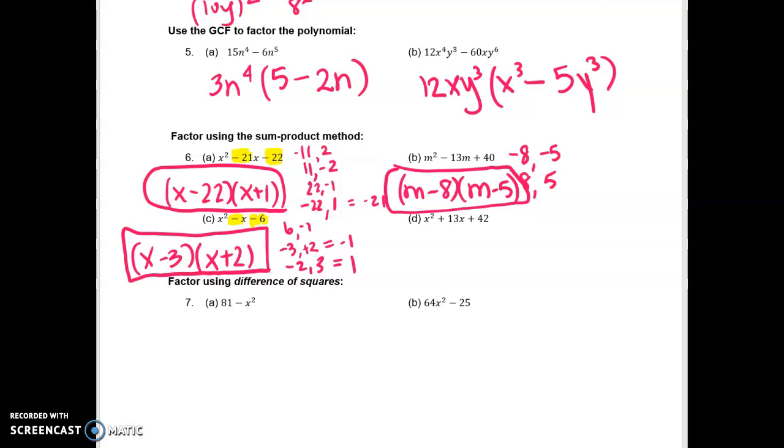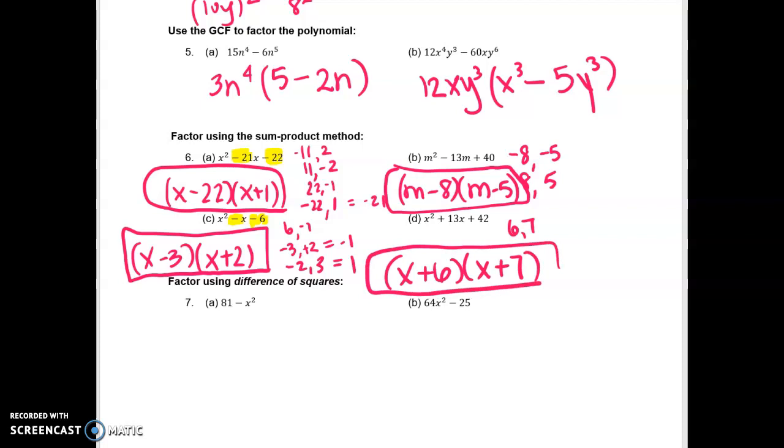Okay, for part D, the factors of 42 that add up to 13, let's see, 6 times 7. We're done. They're both positive. So we want them to add up to positive 13, so we're going to have x plus 6, x plus 7.